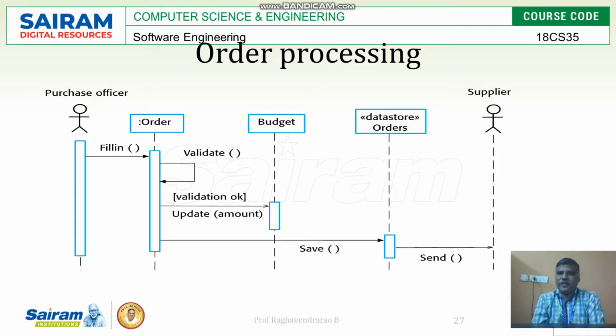The purchase officer is going to fill in the data, and it is going to be checked in the order to validate it. After the validation, when the data is okay, the budget amount is updated. Then the order is saved in the database, since these things are validated. After that it should be sent to the supplier. These are the serial steps in which it happens and gets processed.